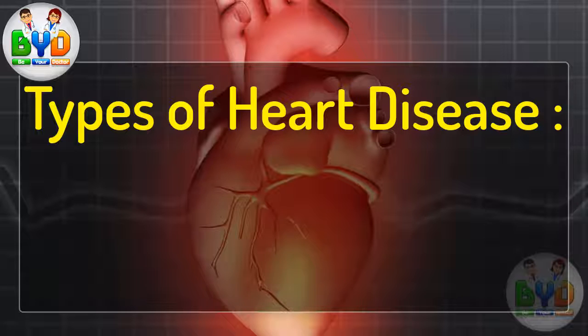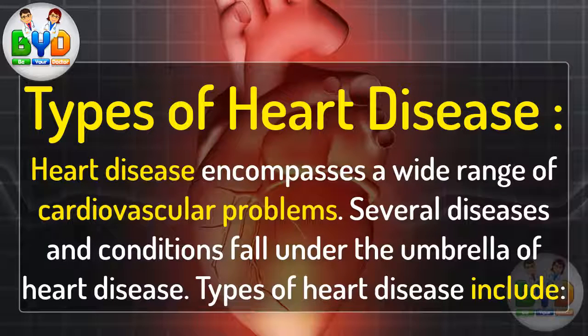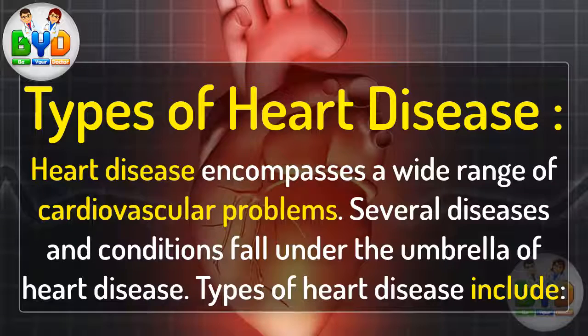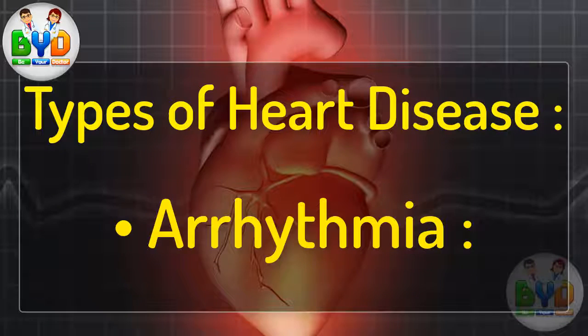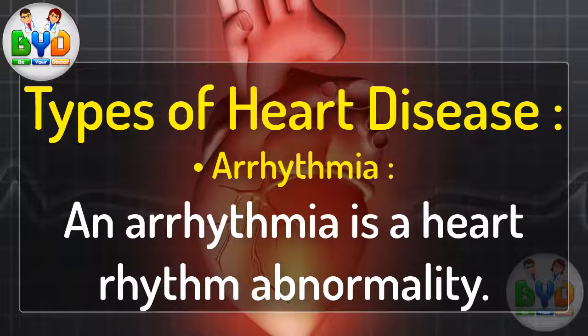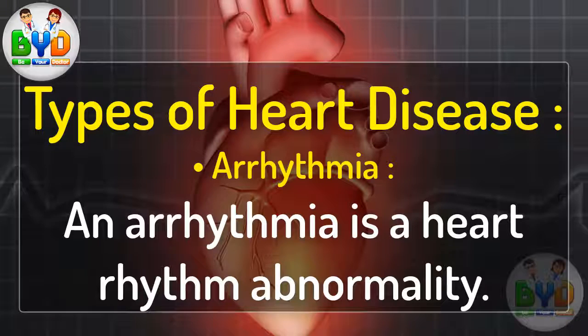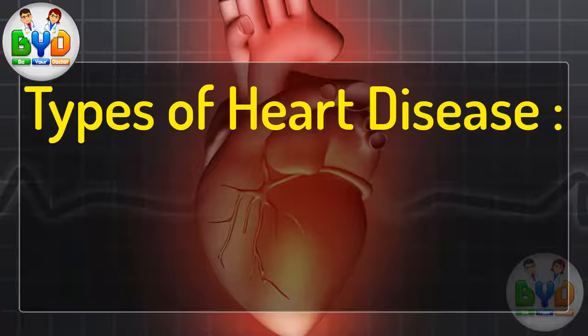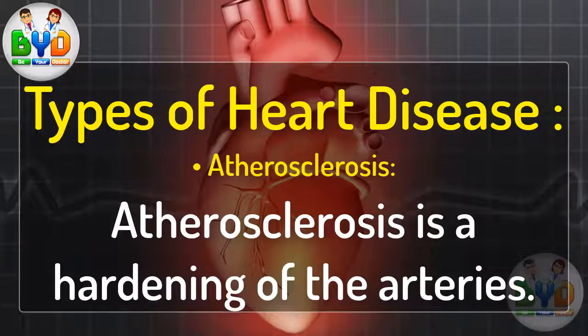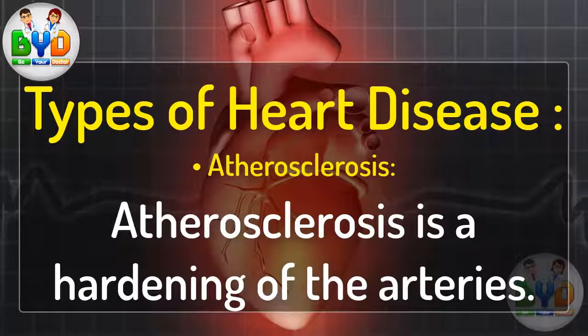What are the different types of heart disease? Heart disease encompasses a wide range of cardiovascular problems. Several diseases and conditions fall under the umbrella of heart disease. Types of heart disease include arrhythmia. An arrhythmia is a heart rhythm abnormality. Atherosclerosis. Atherosclerosis is a hardening of the arteries.